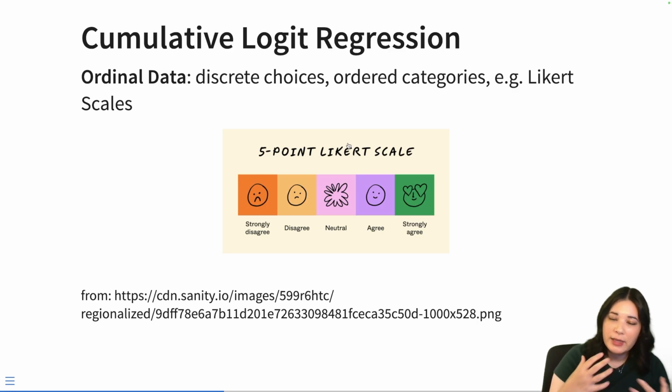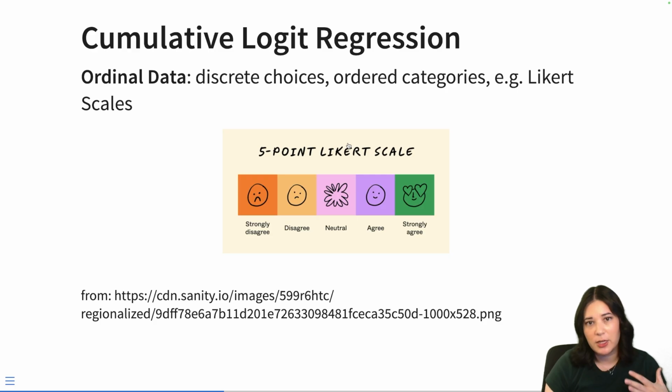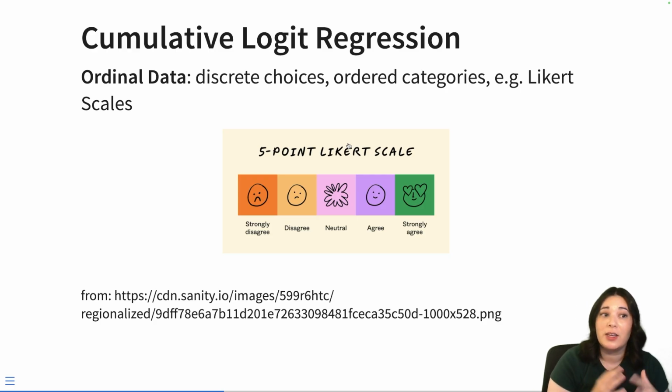There's not really a meaningful order that we can say, okay, red is at the bottom of the scale and blue is at the top. Whereas if we have something like a Likert scale, that goes from strongly disagree to strongly agree, that has discrete choices, right? You only have 5 categories that you can choose from. But there is a very clear order there that might be important for us to take into account.